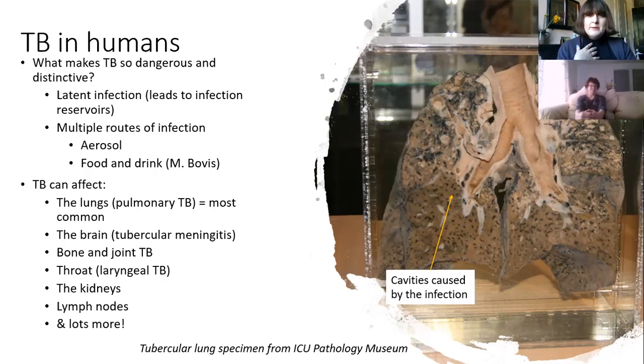Throat or laryngeal TB. Again, this was often associated with drinking infected milk because as you drank it, the germs made a home in your throat. The kidneys, the lymph nodes, and lots more. It could affect your skin as well, for example. So it's really quite a clever little pathogen in a lot of ways, a clever little germ.